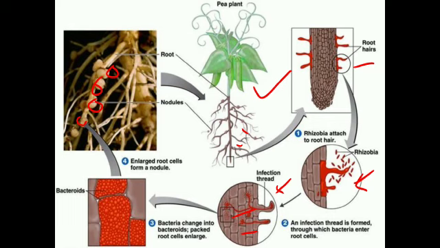So that means first, the rhizobia attach to the root hairs. Second, rhizobia enter inside the root hairs and an infection thread is formed. Through the infection thread, the rhizobium bacteria enter inside the cortical cells. Then the bacteria change into bacteroids, which are packed in root cells, which get enlarged, and lastly the enlarged root cells form the nodules. So this is about root nodule formation, or the process of root nodule formation.